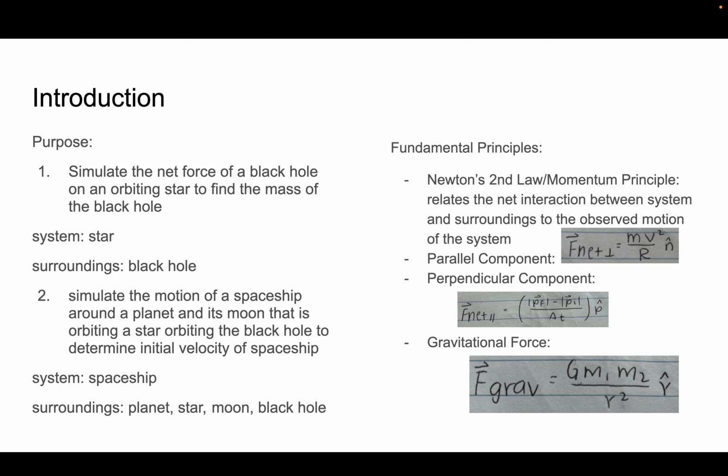In this case, the system is the star and the surroundings are the black hole. The purpose of Part 2 is to simulate the motion of a spaceship around a planet and its moon that is orbiting a star, which is orbiting a black hole, to determine the initial velocity of the spaceship. In this case, the system is the spaceship and the surroundings are the planet, star, moon, and black hole.